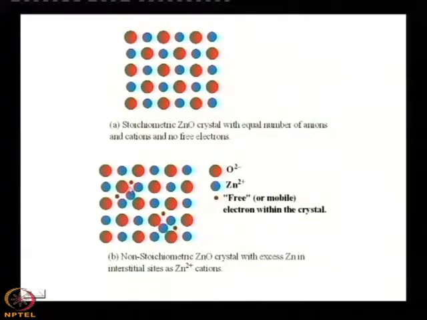Those 2 electrons cannot be taken up by oxygen. Why? Because oxygen is in the form of anion, so it is not in a position to take up the electrons. So, you will have free electrons in the system. This zinc cation has given these 2 free electrons, and there will be several zinc cations, so the number of cations multiplied by 2 will be the free electrons in the crystal. So, the crystal as a whole will be n type in nature, as excess electrons will be there.